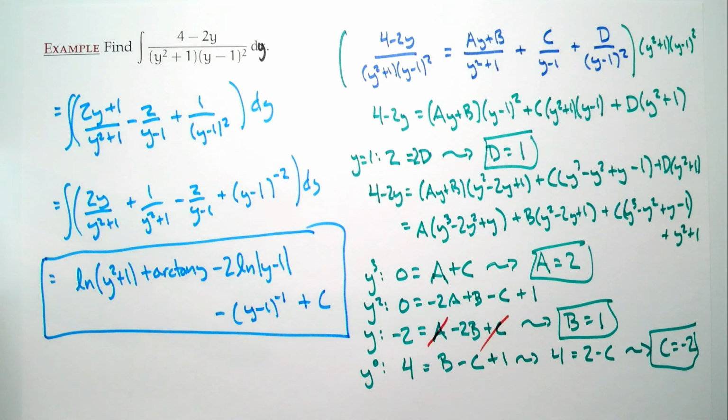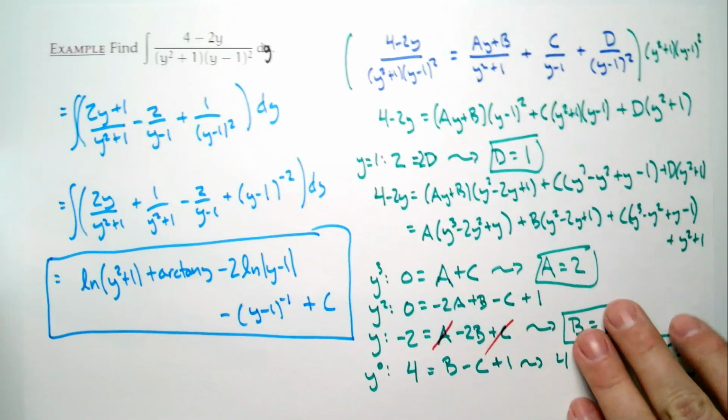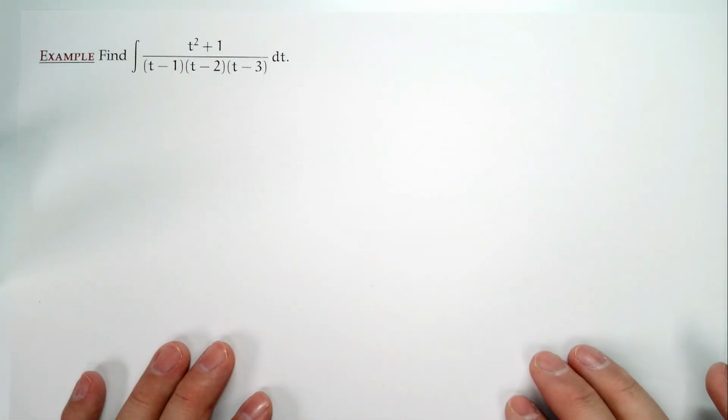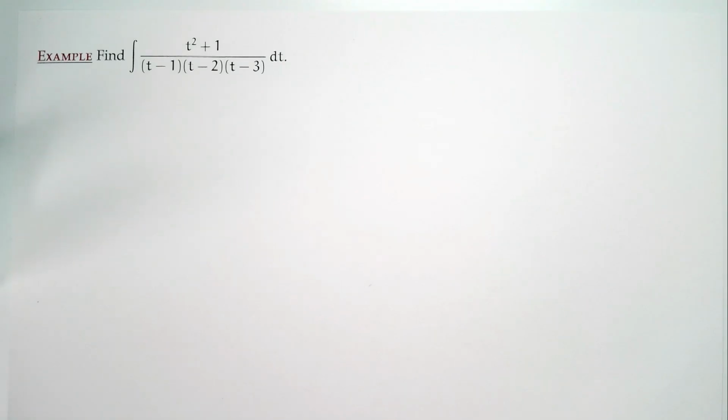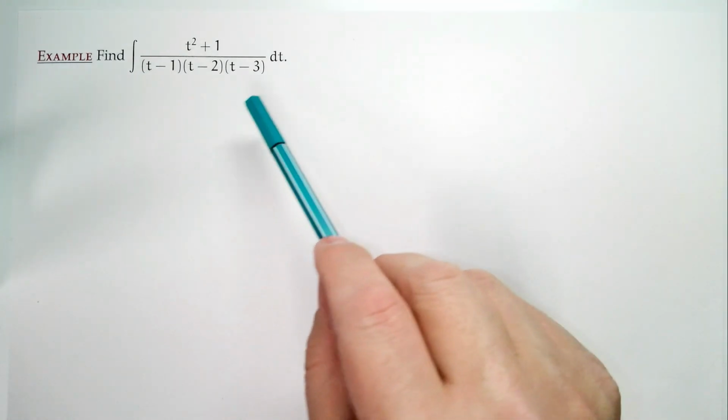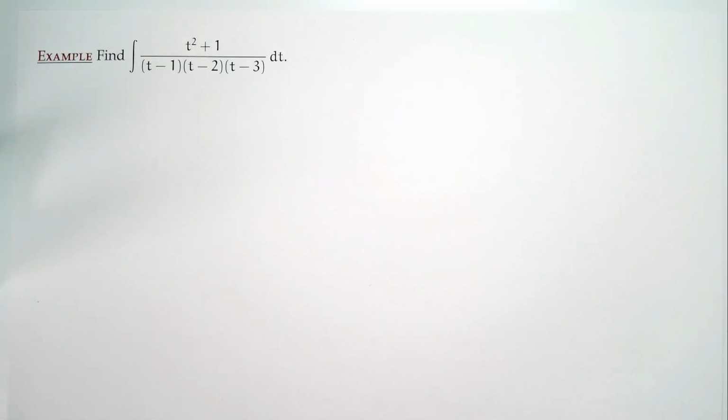That's not so bad. Well, maybe, but it's practice. And the more you practice, the better you get. So let's do some more examples. Find the following: the integral of t squared plus 1 over t minus 1 times t minus 2 times t minus 3. So we run through our procedure.